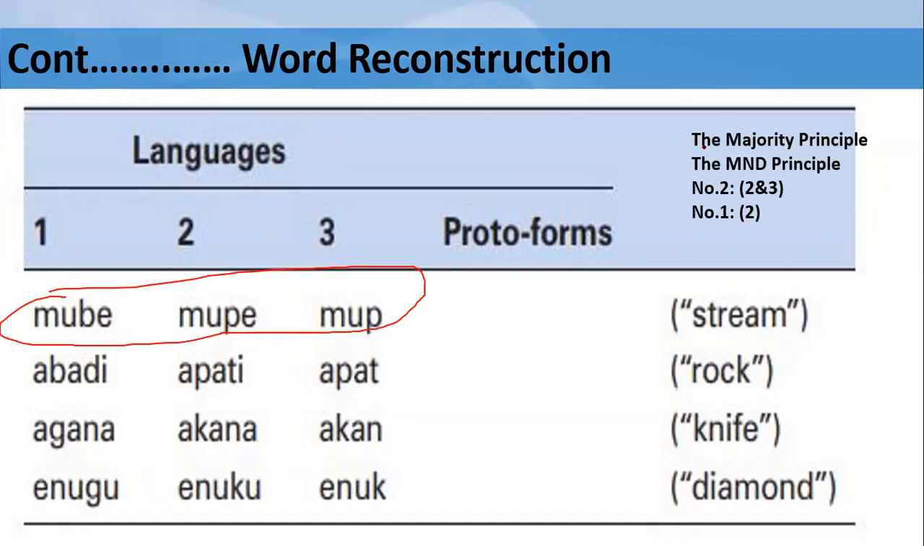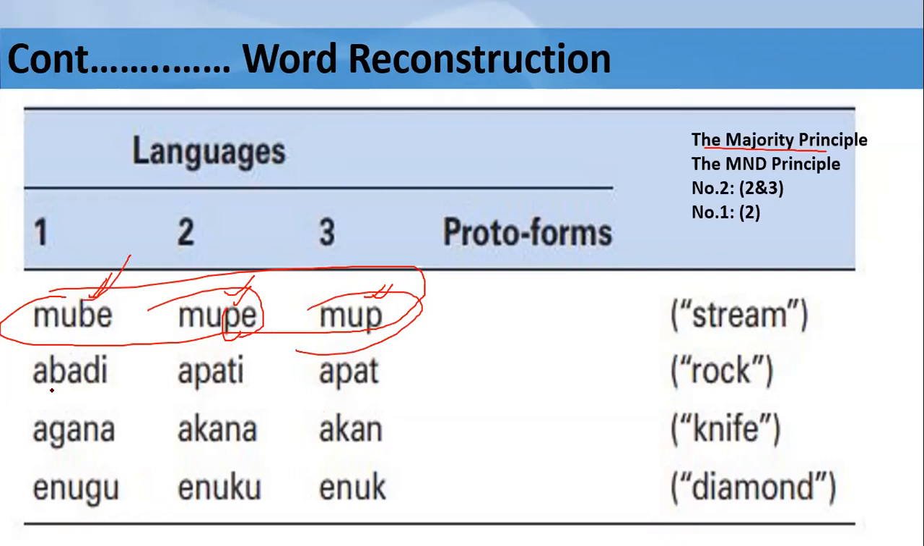Going for the majority principle first. Here we have b, here p, and again here we have p. So if we apply the majority principle, we have got two p sounds, p sound number one and p sound number two, but here we have got only one b sound. So it means that the original form, the proto form, must have either been this one, mope, or mope, but not this one.